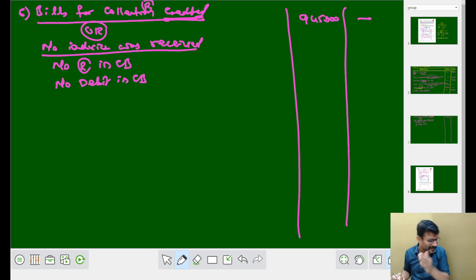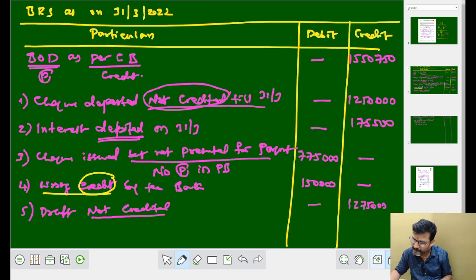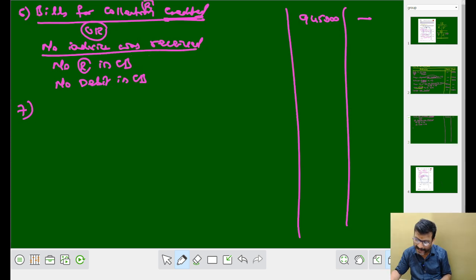Another option, since no advice was received, no information was received by the company, in such case no entry is made in the cash book, means no receipt in the cash book, means no debit in the cash book. So we have to take it in debit side only. I hope you people are getting. Please give your comment. Please give your answer.